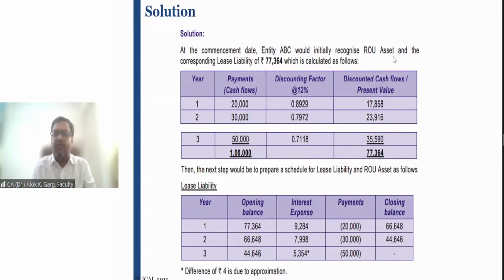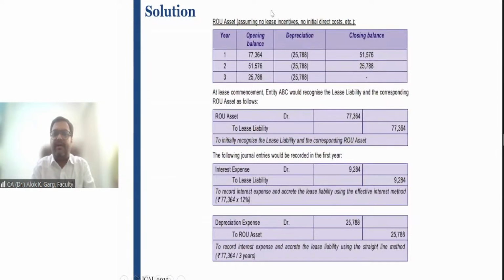Very simple. What happens with the ROU asset? This ROU asset of 77,364 is divided by 3. Every year, this is your depreciation. At the end of the third year, this ROU becomes zero. First entry: ROU to lease liability. Second entry: interest expense to lease liability. Depreciation to ROU expense. Payment of rent is lease liability to bank. These are the 4 entries which you have to make for this case.